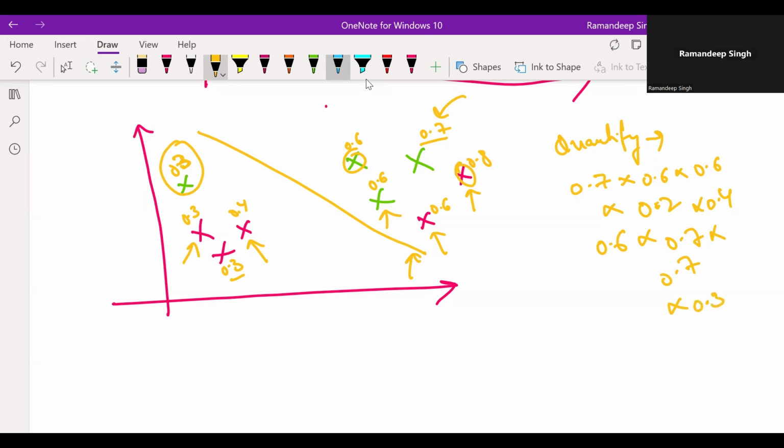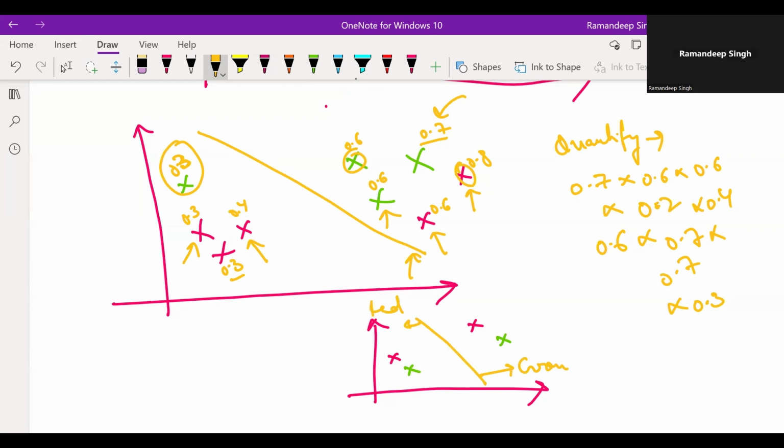So you will ask how multiplying these numbers will tell me something through which I can quantify my model. Okay, so let's take another example. This time we have only 4 points. This is our green point. This is our green point. This is our model. This should be the green side, and this should be the red side. Okay.